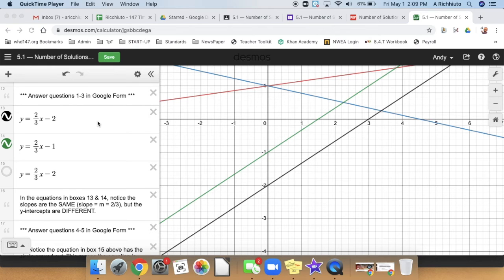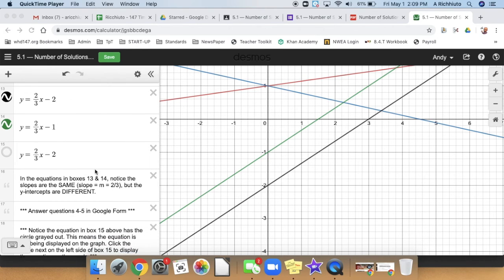All right, next we're going to look at the 2 equations in boxes 13 and 14. First thing we want to take a look at are the slopes. Remember, the slopes are the coefficients of x, the numbers being multiplied by x. In this case, all 3 of these have the same slope. Okay, so we're going to first take a look at what it looks like when 2 equations have the same slope but different y-intercepts. And then we're going to see what it looks like when they have the same slope and the same y-intercept. All right, so first we're looking at the black and the green lines.